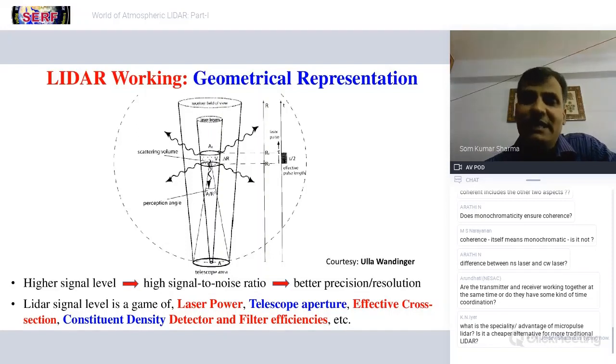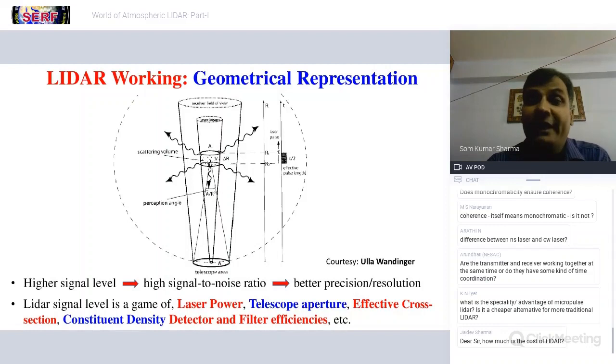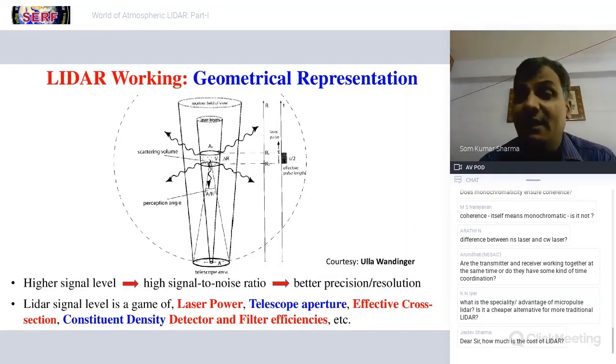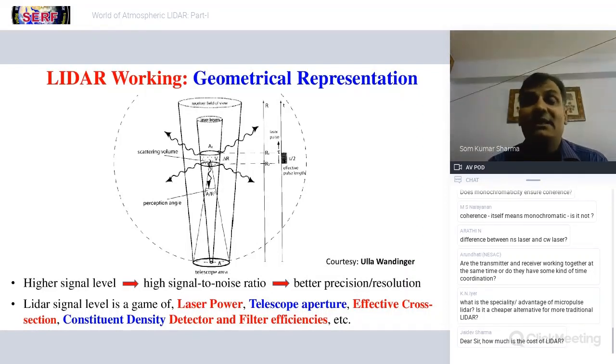Effective cross section, as you remember, I told you, I will give you a recap. The effective cross section means, as I told, the Mie scattering cross section, Rayleigh scattering cross section, and Raman scattering cross section. The Mie scattering cross section is of the order of 10 to the power minus 16 to 10 to the power minus 18. Rayleigh scattering cross section is many orders of magnitude smaller than the Mie scattering cross section, about 10 to the power minus 27 or so.